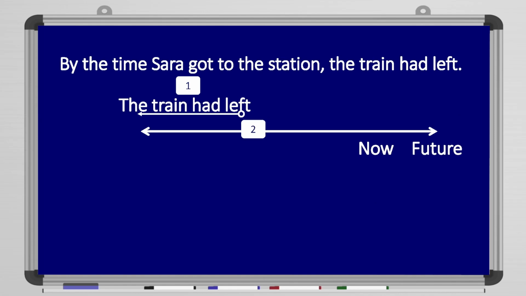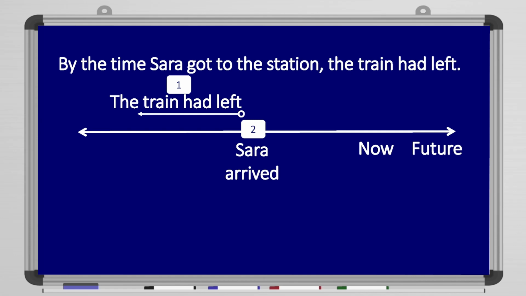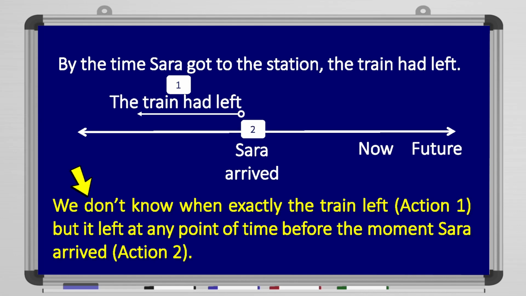So look at the timeline. We're in now. The first action, the train had left. The second action is Sarah arrived. So did she get on the train or not? We don't know when the train left, which is the first action, but it left at any point of time before the moment Sarah arrived, which is the second action.